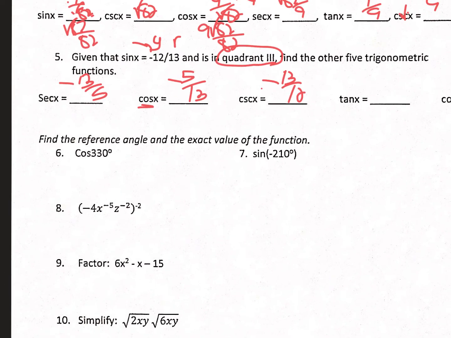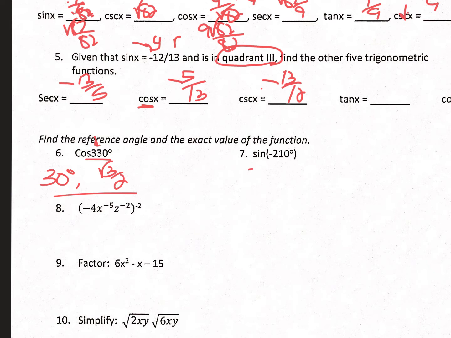Find the reference angle. First of all, how far is 330 from 360? Or the x-axis, the closest x-axis is 30 degrees away. So I'm really doing cosine 30, and cosine 30 is square root of 3 over 2. And now look back at the quadrant. We're in quadrant 4 because 330 is in quadrant 4. Cosine is positive in quadrant 4. That's done.